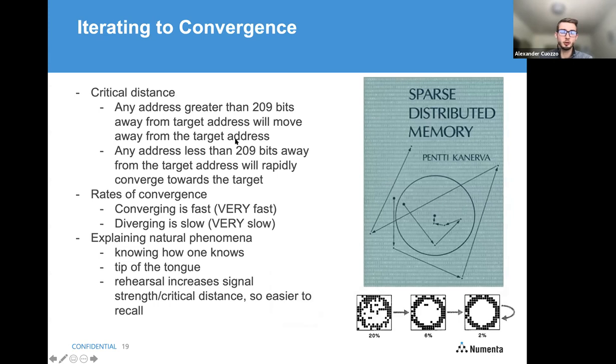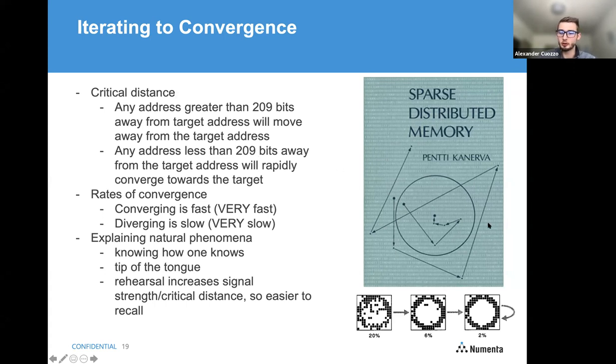There then is this concept of a critical distance. This critical distance is given by this circle here. And if you're outside the critical distance, which in the numbers in the book comes out to 209 bits, you do not converge. So you do one hop and you're farther away, another hop and you're farther away, another hop, and you end up just going randomly throughout the space, right? Because you did not converge.